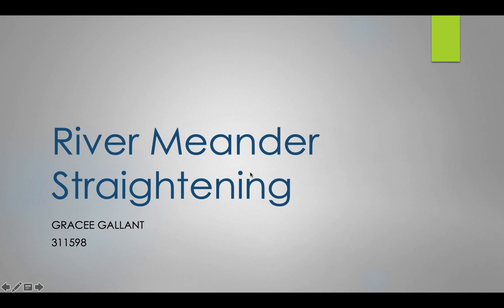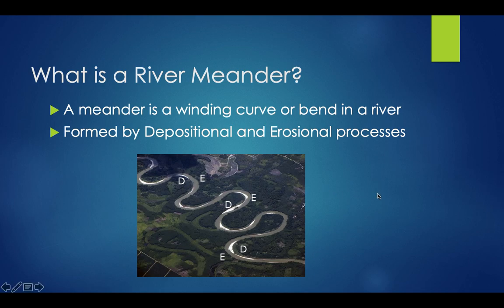My presentation is on river meander straightening. So, what is a river meander? A river meander is a curve or bend in a river. It is caused by both depositional and erosional processes.